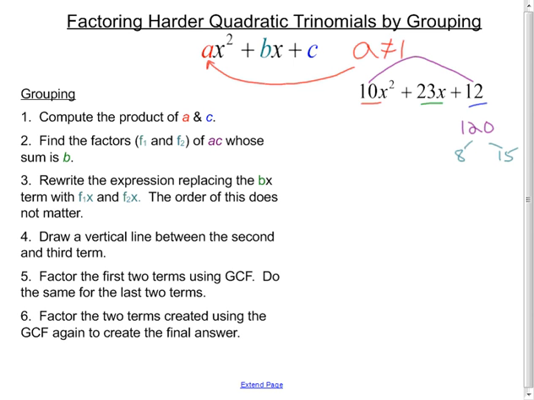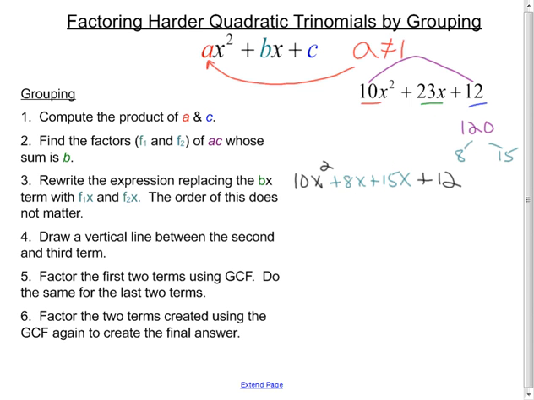Step 3, rewrite the expression replacing the bx term with f1x and f2x, which is going to be derived from these two factors. Again, the order of this does not matter. So here I go. I will write 10x squared, but instead of 23x, I will now write plus 8x plus 15x, and then continue with the original problem of writing plus 12. Okay? A very big key thing here that we want to always talk about in math is that the original problem is no different than the one I just wrote. It just looks different. 23x is still represented in the problem, but it's just split now.